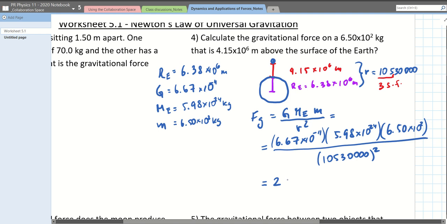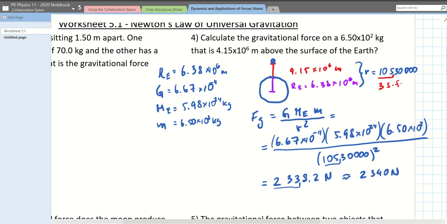So here's what I got. I got 2,338.93 newtons. Now I know that I have 3 sig figs here, and this should be 3 sig figs as well, right? So my final answer should be rounded to 3 sig figs, basically up to here, which means we have to round this up to 2,340 newtons. Now that's 3 sig figs. So that's question number 4.